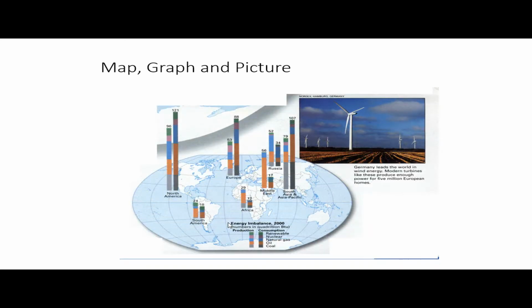In this particular graph, we combined three things. We combined a photograph that tells that Germany leads the world in wind energy. Modern turbines like this produce enough power for 5 million European homes. And we have the map and two adjacent stacked columns, one of them for production and the other one for consumption, using 5 different colors: green for renewable, brown for nuclear, blue for natural gas, light brown for oil, and gray for coal.